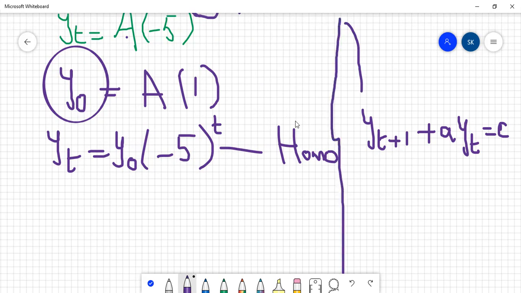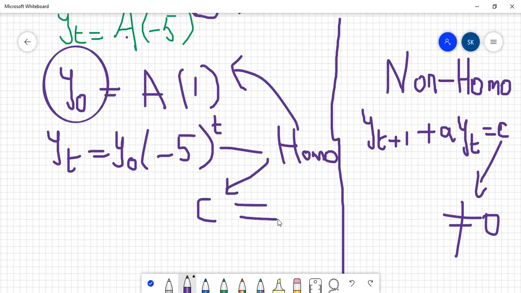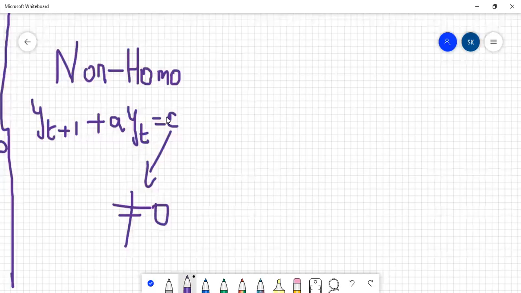Okay. Now this is the homogeneous case, and this one is a non-homogeneous case. What do we do in the non-homogeneous case? In the non-homogeneous case, the value of c should not be equal to 0. In the homogeneous case, the value of c is equal to 0. So therefore, y(t+1) plus a y(t) is equal to c, and in the non-homogeneous case we will have a different solution. Now let's solve this: y(t+1) plus a y(t) is equal to c, and therefore c is not equal to 0 in this case.